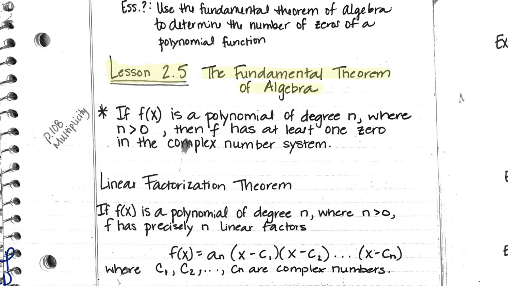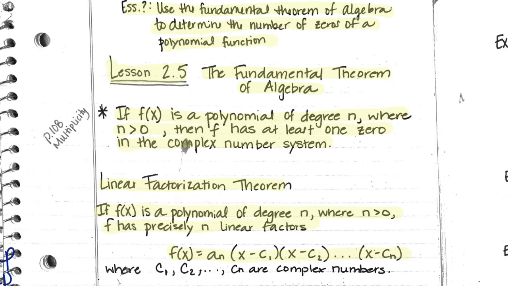Fundamental theorem of algebra. Our essential question is, are you able to use the fundamental theorem of algebra to determine the number of zeros of a polynomial function? We've kind of already discussed this. If f of x is a polynomial of degree n, where n is greater than 0, then f has at least one zero in the complex number system. Linear factorization theorem: if f of x is a polynomial of degree n, where n is greater than 0, f has precisely n linear factors.